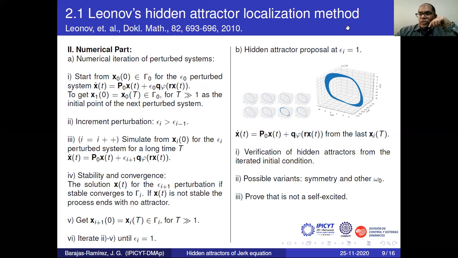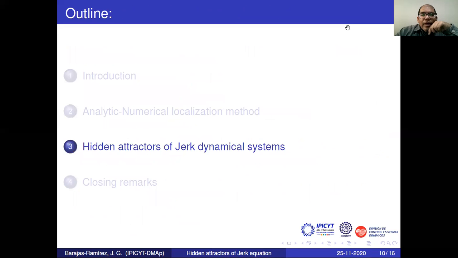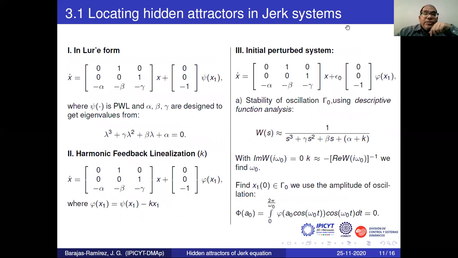And finally, you need to determine whether this attractor is self-excited or not. This is very simple. You start near an equilibrium point, and if the trajectory converges towards your found hidden attractor, then it is not hidden, right? Self-excited. Finally, we did this analytical numerical investigation for our version of jerk systems.